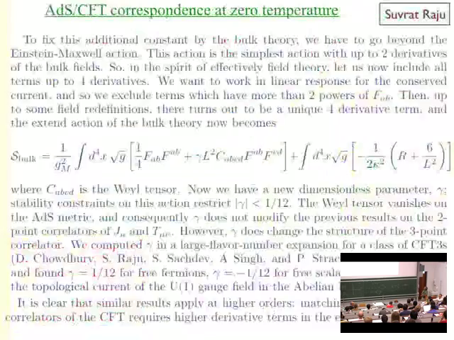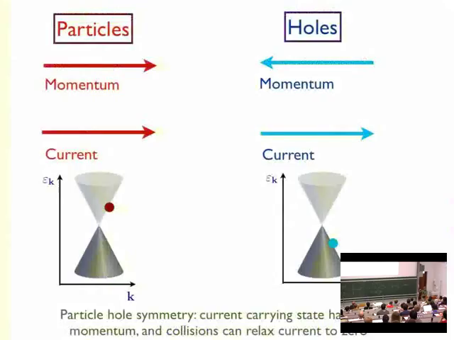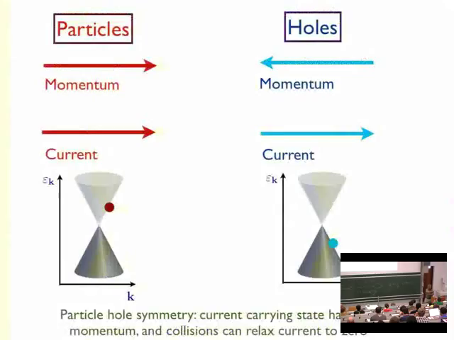Yeah, so that was the role of this picture. Thank you for reminding me. Here, because you're at particle-hole symmetry at zero density, you can have a finite current flow where the net momentum is zero. You have particles moving this way and holes moving this way, equal and opposite. A hole moving this way corresponds to a current moving this way, and a particle moving this way corresponds to current moving this way. So this flow of particles and holes has zero momentum but finite current.